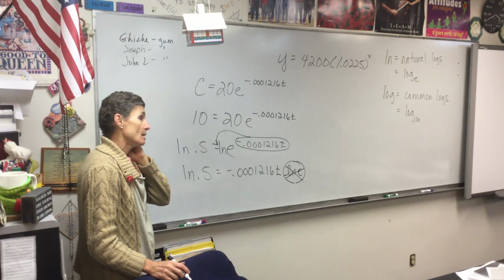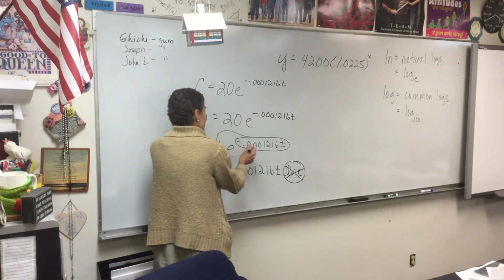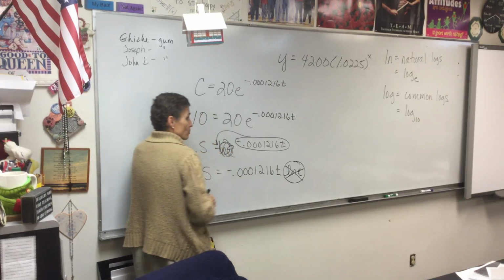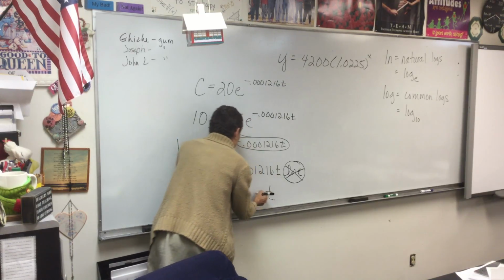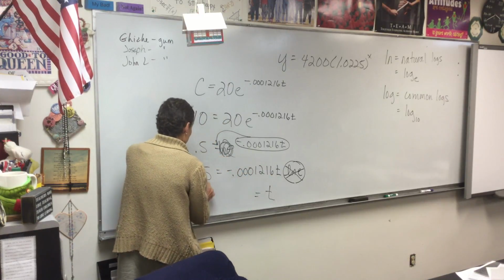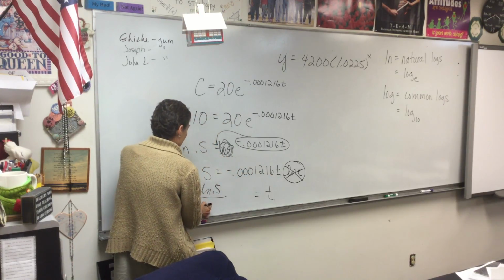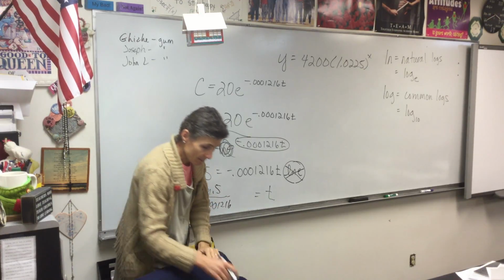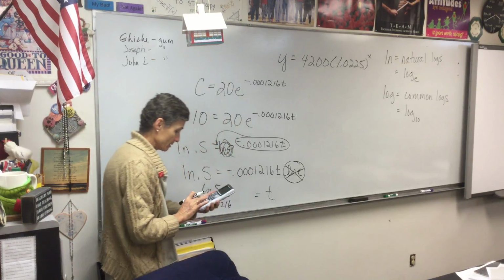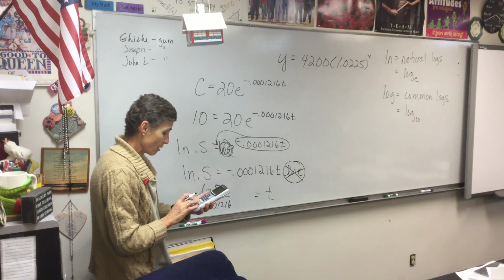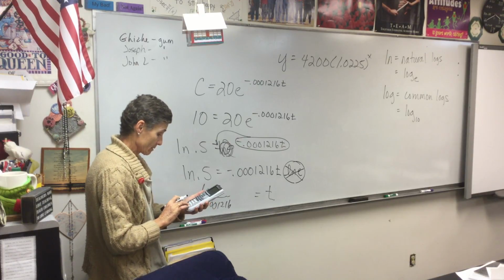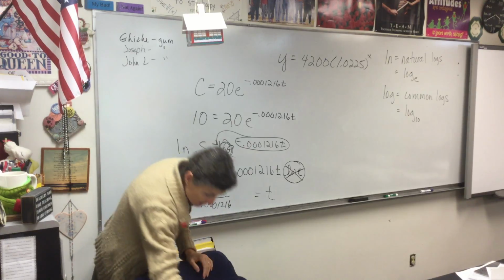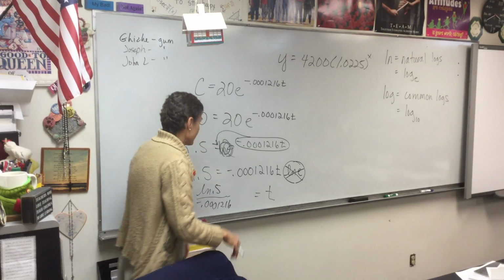It cancels out every time. So basically, when I ln'd both sides, I knew this part was going to disappear, and all I was going to have left was my exponent. So t will equal ln 0.5 over negative 0.0001216. So we can type that in on our calculator. You don't need the ln e part, it always drops out. I got about 5,700 years, was it? Yep, 5,700 years.